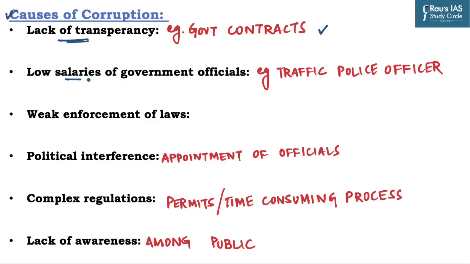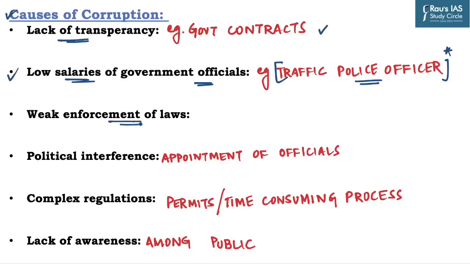The second one is low salaries of government officials. Many of you must have seen the traffic police officers taking bribe from people who have violated the traffic rules. Have you ever given a thought why these officers are taking money from those offenders? The major reason behind this is the low salaries of government officials, because the salaries which they receive is not enough to meet their basic needs. So it is an important cause behind corruption.